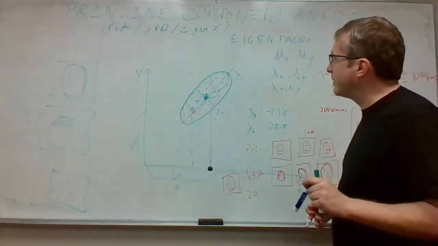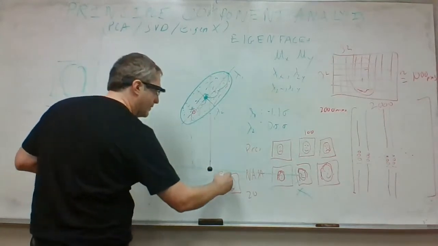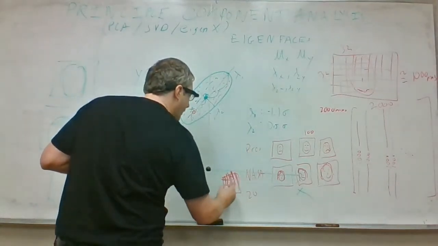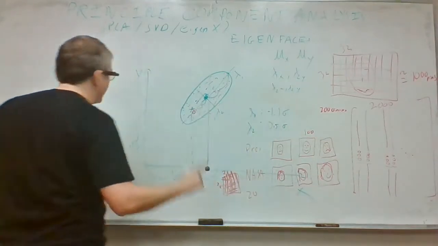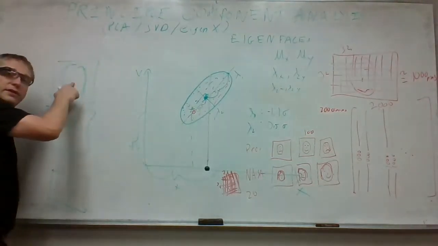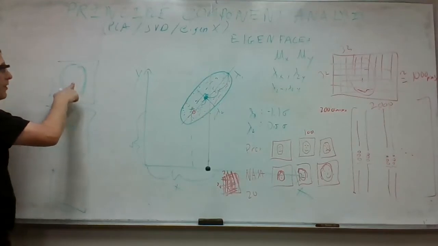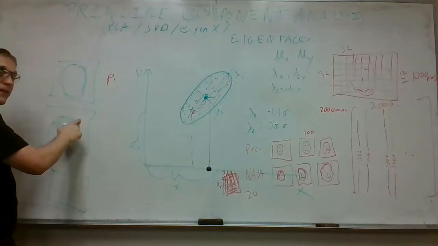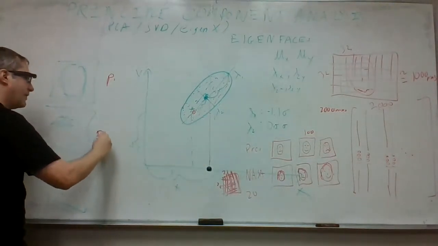Now let me be very specific about this. What I'm going to do is take this image and break it up into 32 by 32, just like the other ones, right? I'm going to take this vector and do the dot product with the first eigenvector. That gives me the projection value. We'll call that P1. And then I'm going to take the second eigenvector and project that image onto this one. I'm going to get P2.